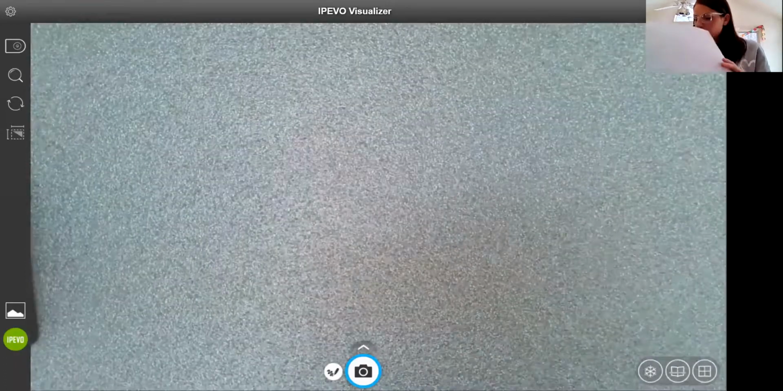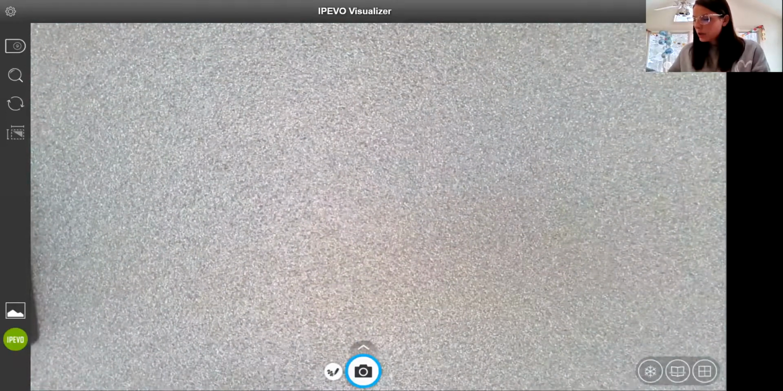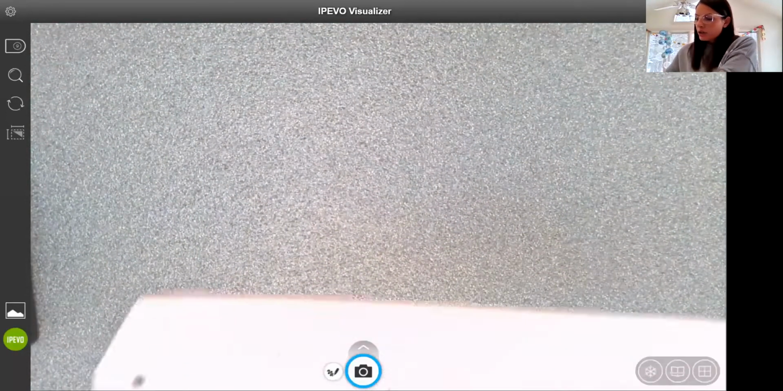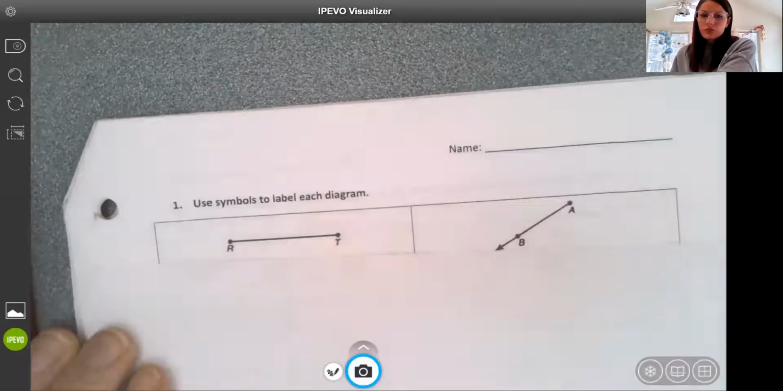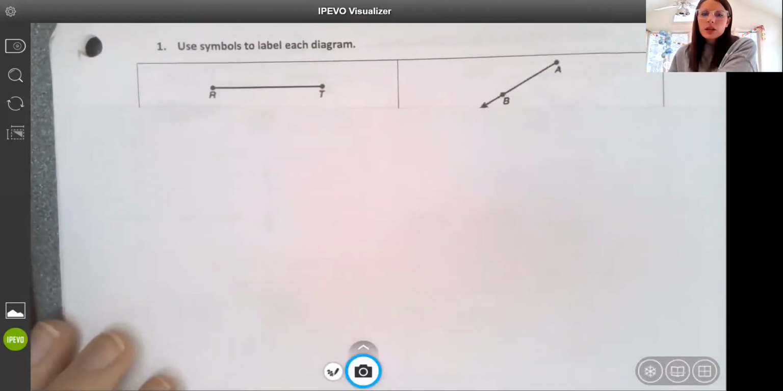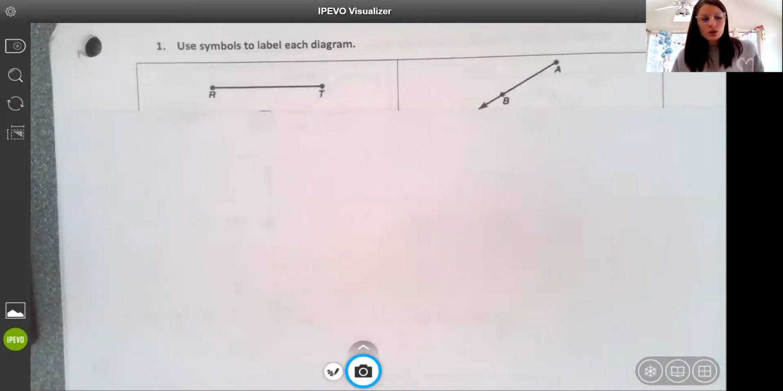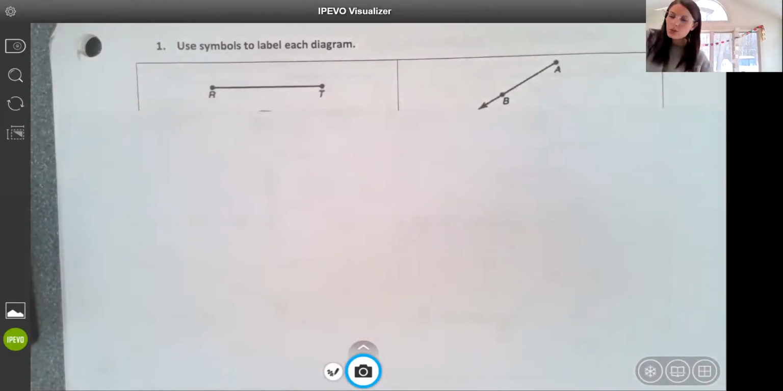If you flip this over, and I'll just cover up what I have here, you'll see some diagrams. When we're labeling a diagram, we have to ask ourselves the question, what is that? We have to recognize what it is. So decide, is it a line, a segment, or a ray?